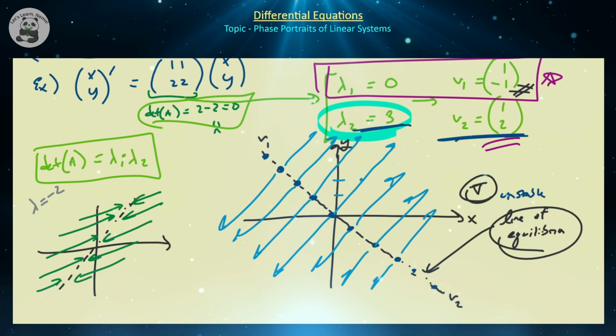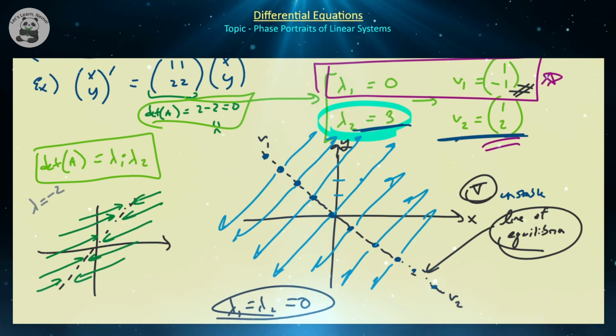And there's one extreme case of a line, quote unquote, of equilibrium, and that's when you have that lambda 1 and lambda 2 are both equal to 0. And I'll let you explore that on your own and what that phase portrait would look like. But for the 2 by 2 cases, that covers every single scenario of eigenvalues that you could encounter and all of their phase portraits presented.